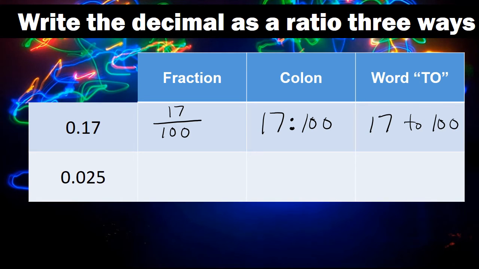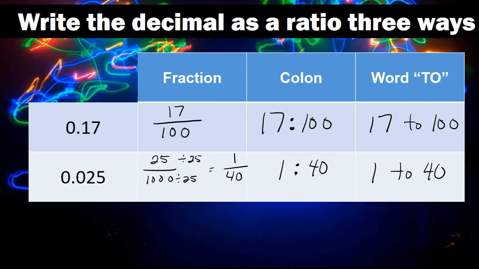When we look at this decimal, 25/1000ths, we're going to write this as 25/1000. Then we can simplify. We divide the top and bottom by 25. That gives us 1 in the numerator and 40 in the denominator. If we wrote that with a colon, we'd write 1:40. And to use the word "to", we can write 1 to 40.